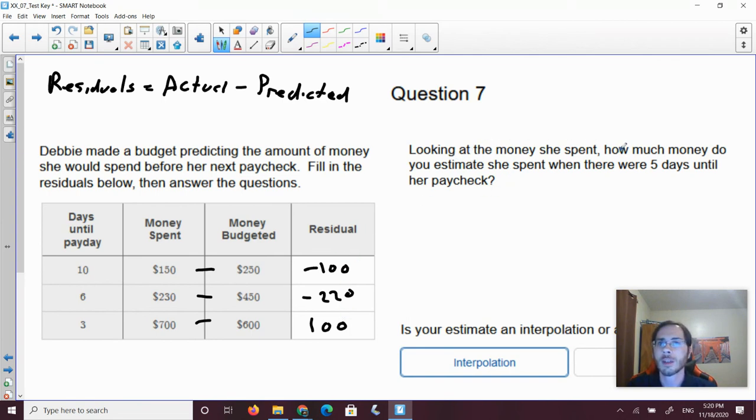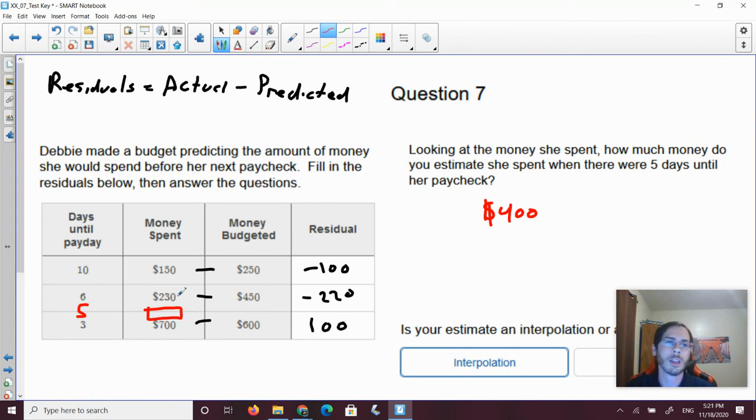So if we look at the amount of money she spent, how much do we estimate she spent when there were 5 days until her paycheck? So we know 5 is inside of 6 and 3. So we have to pick a number for the money that she spent that would be somewhere in between here. So essentially anything between 230 and 700 would be okay. I'm just going to pick 400. But anything in between would be okay because we don't know.